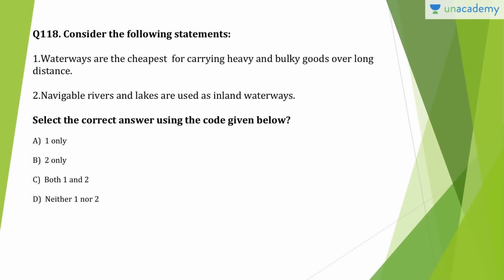Question number 118, consider the following statements. Waterways are the cheapest for carrying heavy and bulky goods over long distance. That is correct. Navigable rivers and lakes are used as inland waterways. So that is also correct. So answer here is C, both 1 and 2.